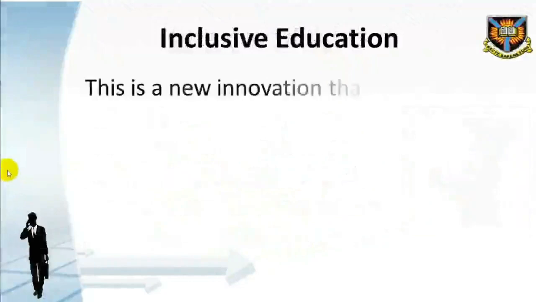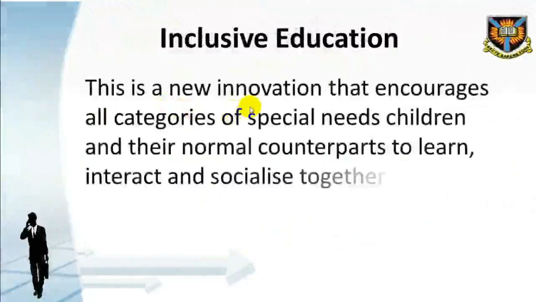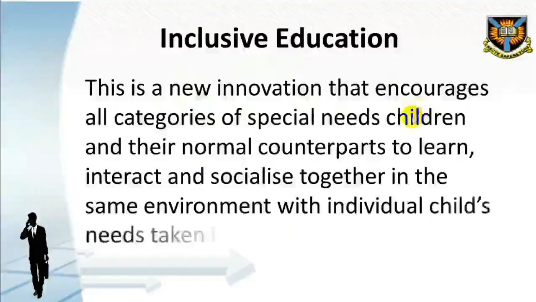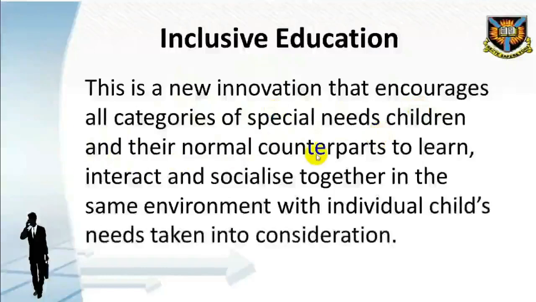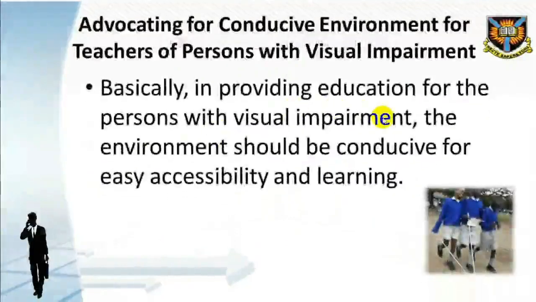3. Inclusive education. This is a new innovation that encourages all categories of special needs children and their normal counterparts to learn, interact, and socialize together in the same environment with each child's individual needs taken into consideration. Basically, in providing education for persons with visual impairment, the environment should be conducive for easy accessibility and learning.